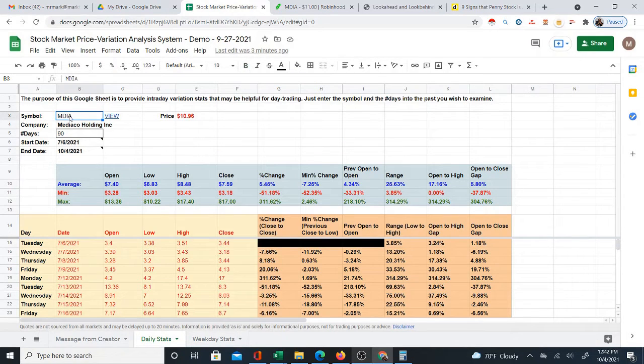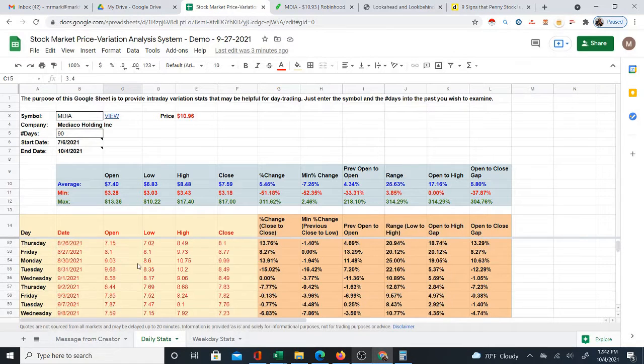So first thing I do is I have the symbol, which is MDIA, and I have the number of days in the past that I want to look at, which is 90 days. And if you look down here, you can see I have the dates, the open price, the low, the high, and the closing prices. Google Finance, a free service provided with Google, I use that to pull in all of this price data.